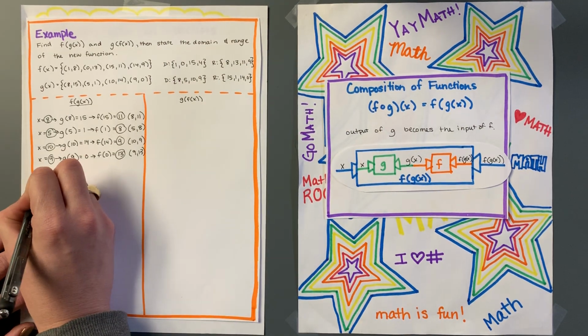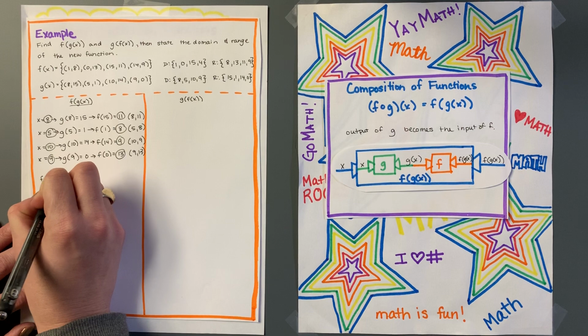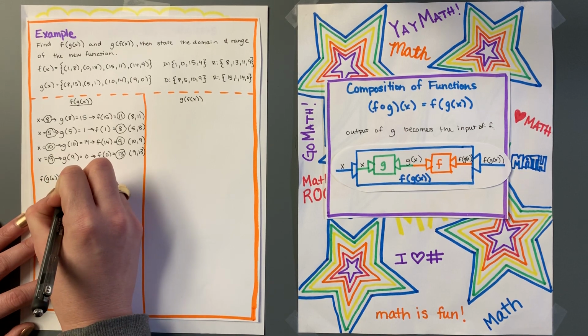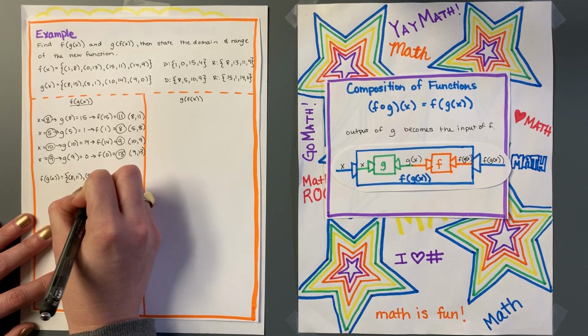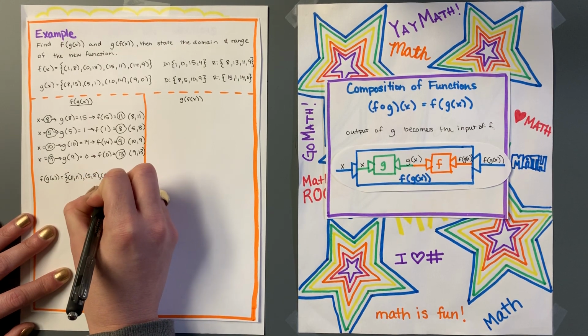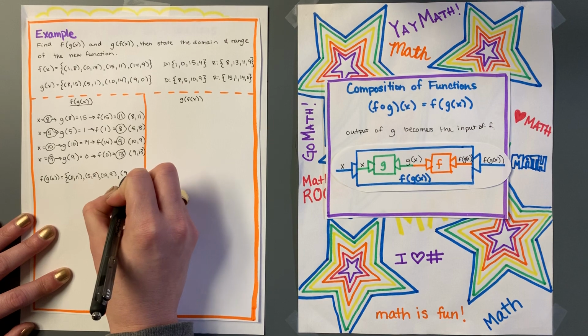So my f of g of x function is the set of ordered pairs 8, 11, 5, 8, 10, 9, 9, 13.